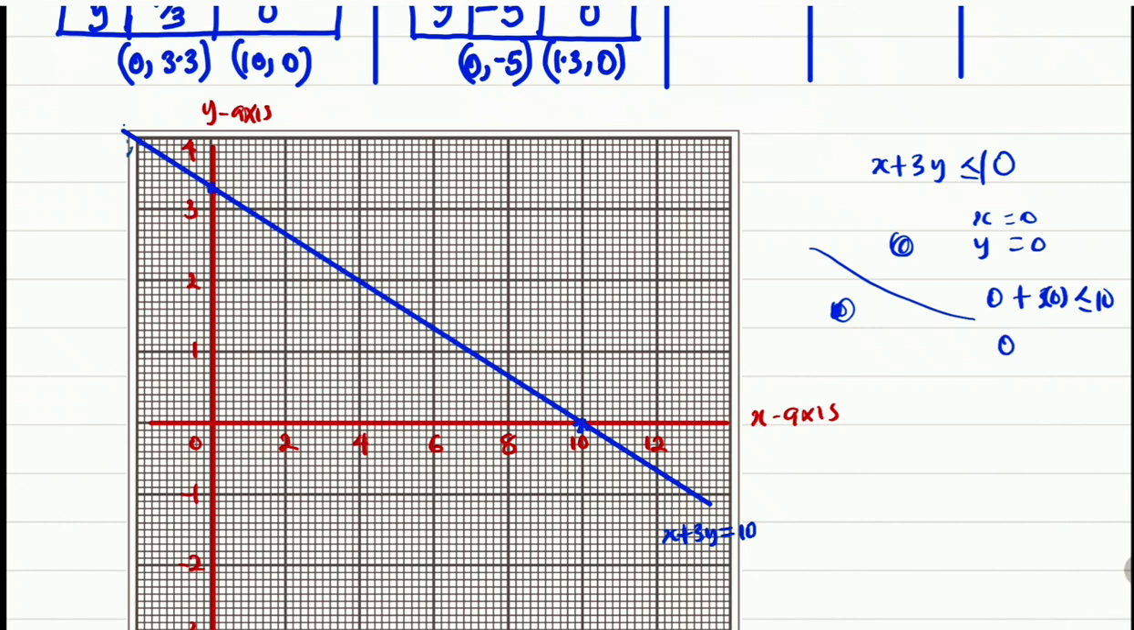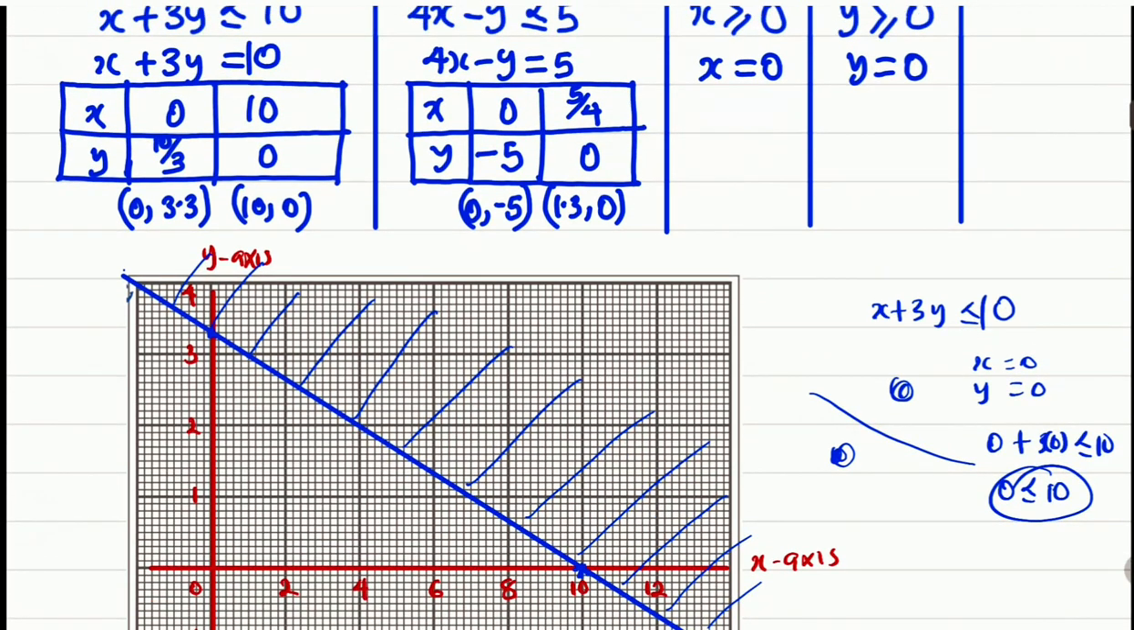Let's see it. 0 is less than or equal to 10. So this holds, so it is very correct. Since it's very correct, then we are going to shade here because it is actually very correct. So we shade here. All right, we shade where we don't want, so we leave where we want. Now let's move to the second.